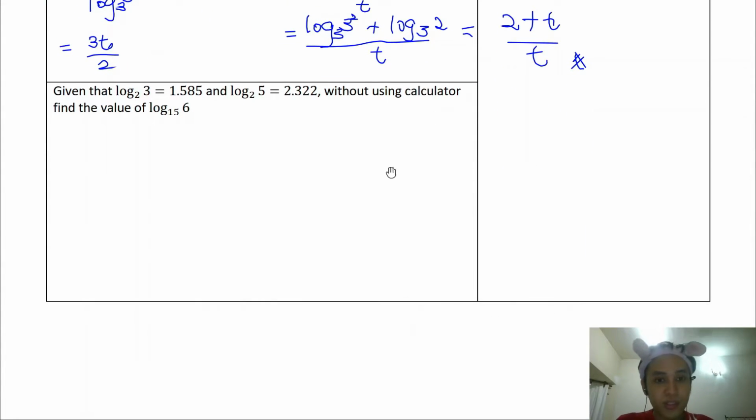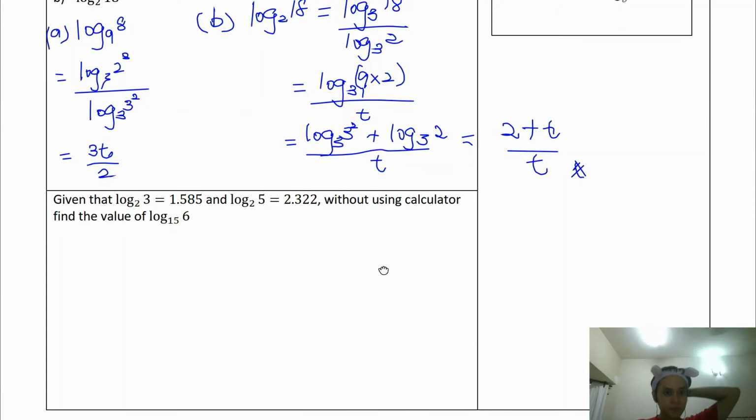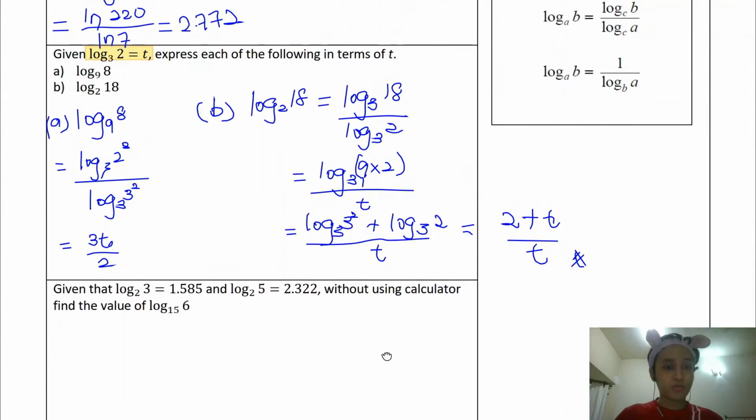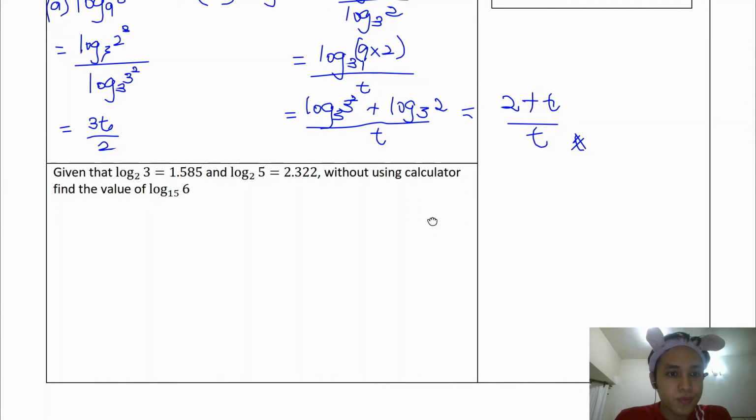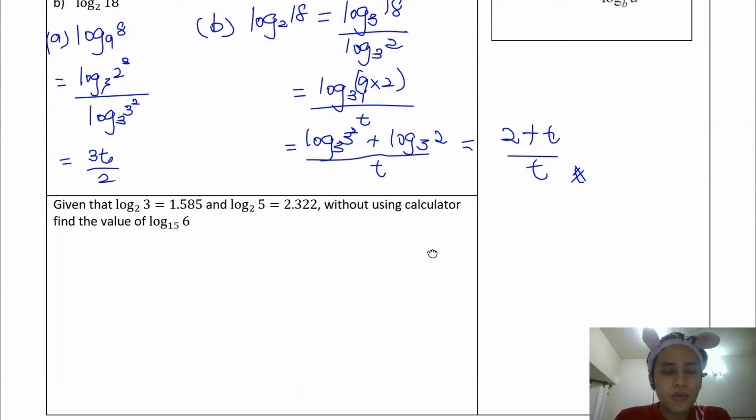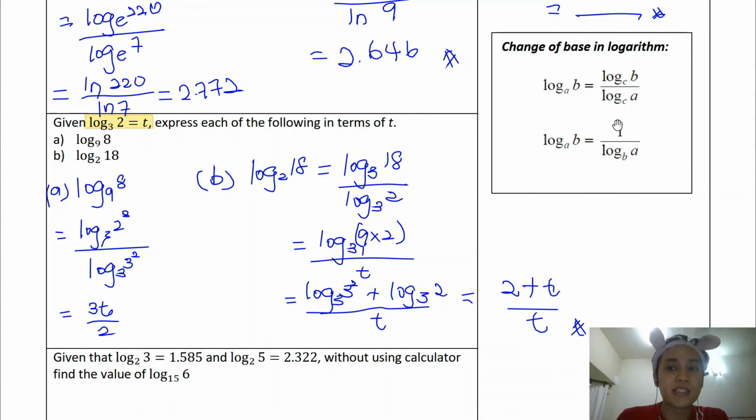Let me show you another example here. Given that log_2 5 is equal to 2.322, without using a calculator, find the value of log_15 6. Some students will ask, how do I know when I should use the change of base?